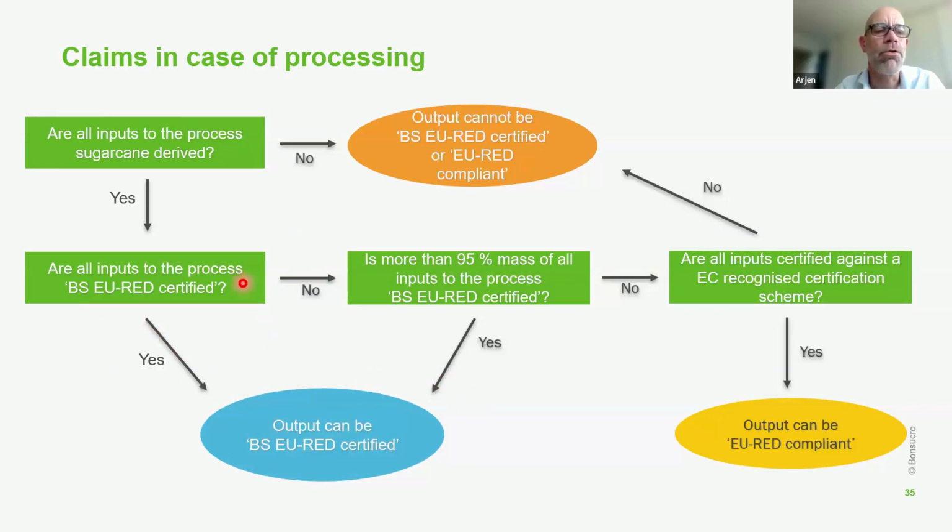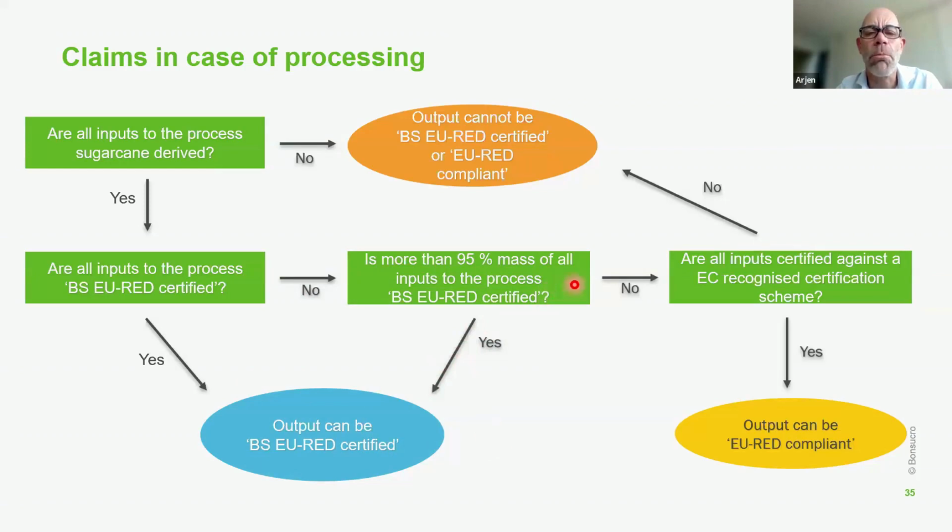If not all the inputs to the process are Bonsucro EU-RED certified, then the follow-up question is, are at least more than 95% mass percent of all the inputs to the process Bonsucro EU-RED certified? And as I mentioned on the previous slide, if more than 95% of all the inputs is Bonsucro EU-RED certified, then Bonsucro allows to attach the claim Bonsucro EU-RED certified also to the output. So if the answer is yes, then the claim Bonsucro EU-RED certified can be attached to the output.